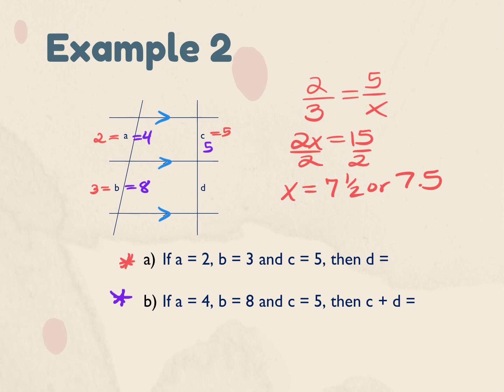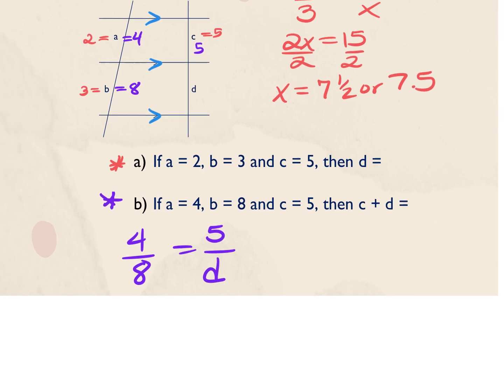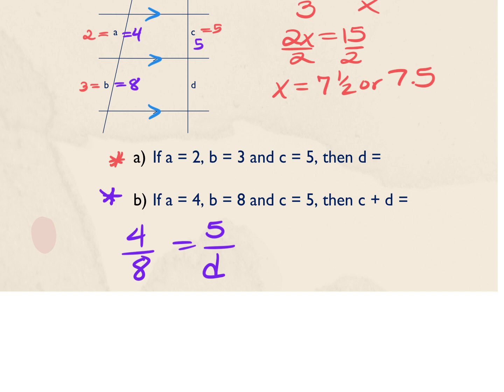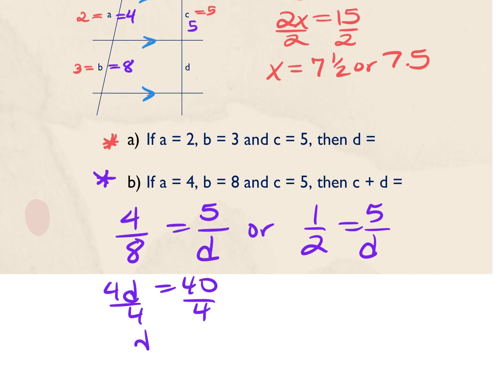So let's go ahead and set it up. Again, I'm going to do top over bottom. So I'm going to do 4 over 8 is equal to 5 over D. I'm going to find D first. Then I'm going to go back and add it to the C to get the answer. And again, if you want to simplify the 4 over 8, you can do that. You don't have to. So this becomes 4D equals 40 if you don't simplify. And then divide both sides by 4, D equals 10. But if you did simplify, notice it goes right to the answer.